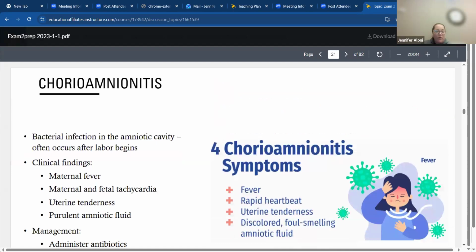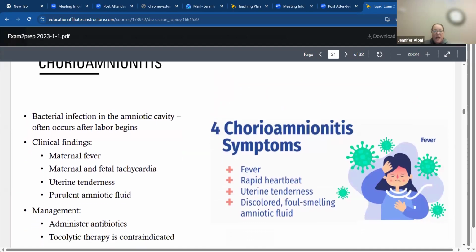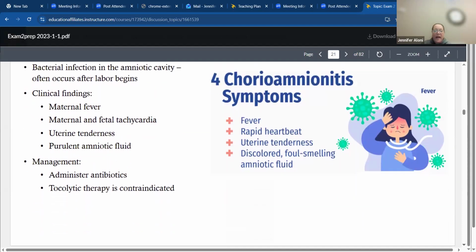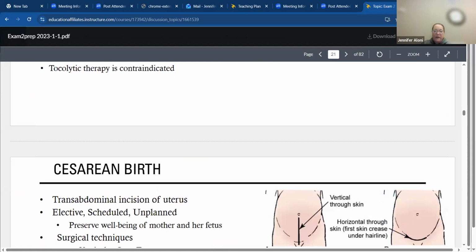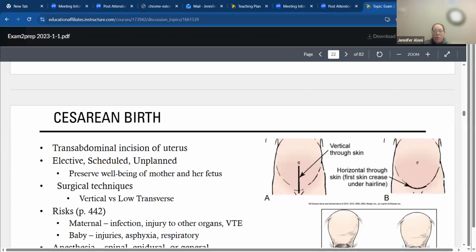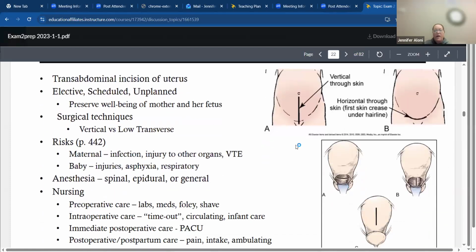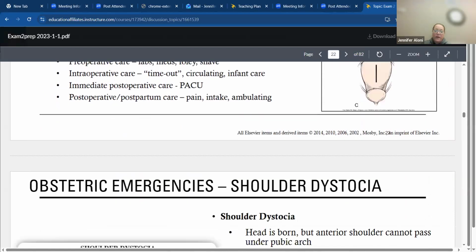Our chorio, remember, is when you have that intrauterine infection. And so you'll have a fever, you have quick heart rate, and sometimes foul smelling fluid. We look at a C-sectional birth. Usually they will cut down horizontally through the first crease. But if they have to do a vertical for a stat section, they will do that. And that just gets the opening wider, quicker.